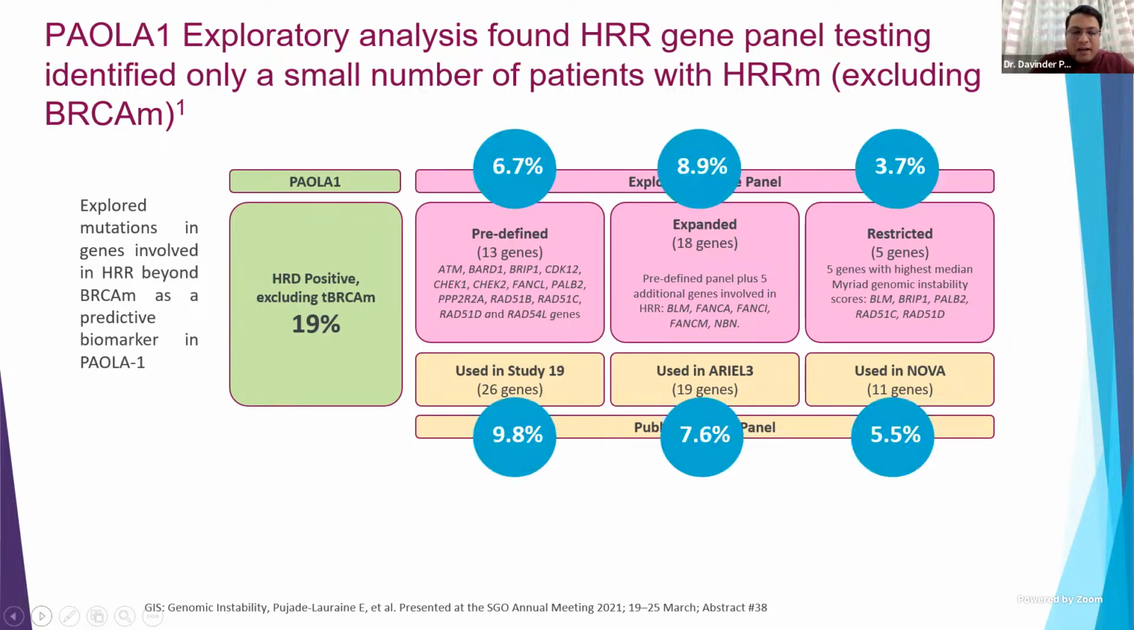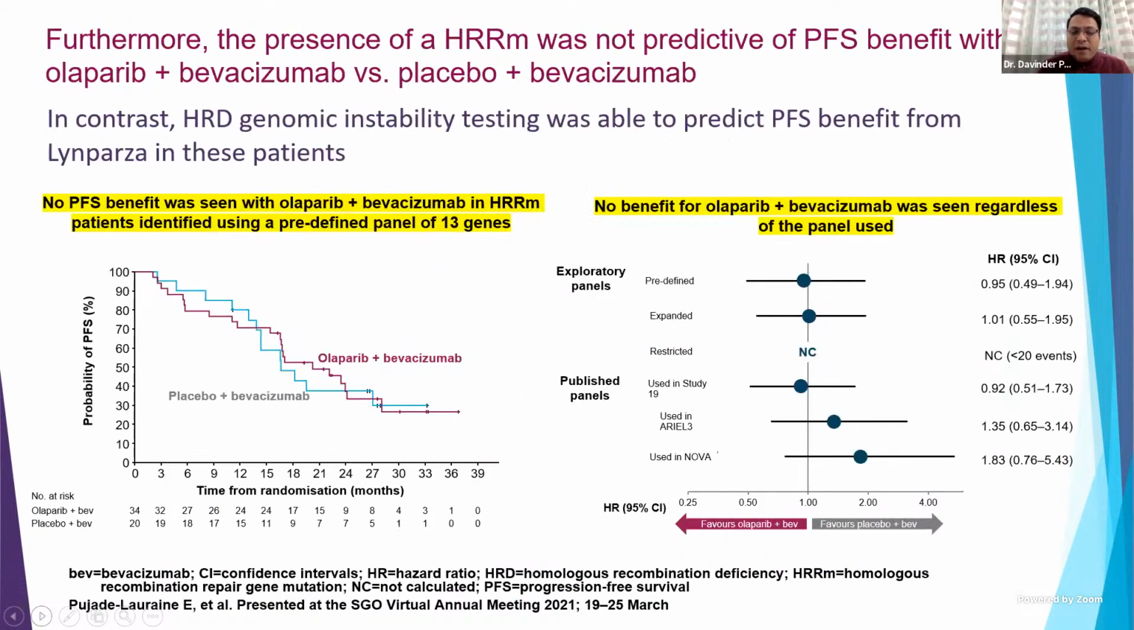Next slide. So among these, the extended panel, that is the one in Study 19, in which 26 genes were incorporated. Next slide. You can see in all these extended panels, they couldn't find that many patients who had HRD positive as compared to the PAOLA-1 study. Furthermore, in the patients who are HRR mutant, just the presence of HRR mutation doesn't give you the predictive PFS benefit as compared to HRD positive. You can see there was no PFS benefit seen with the olaparib and bevacizumab in the HRR mutant patients identified using the predefined panel of 13 genes.